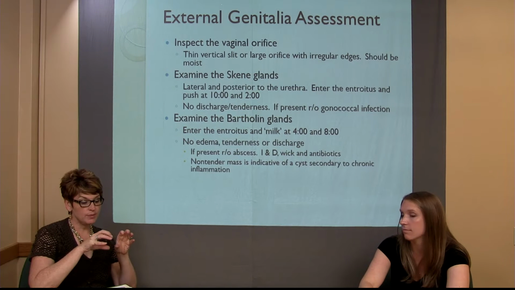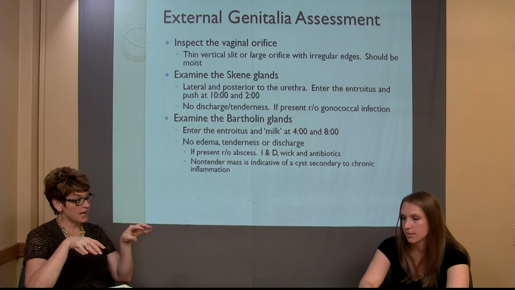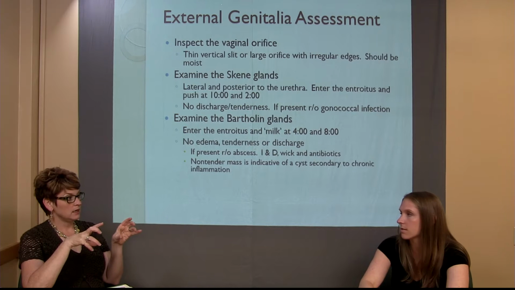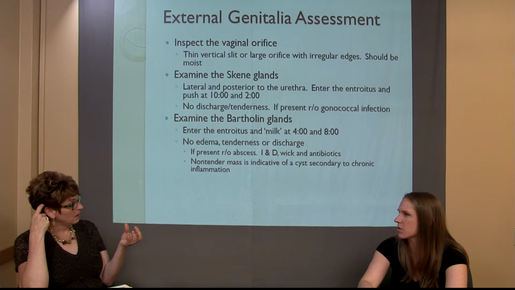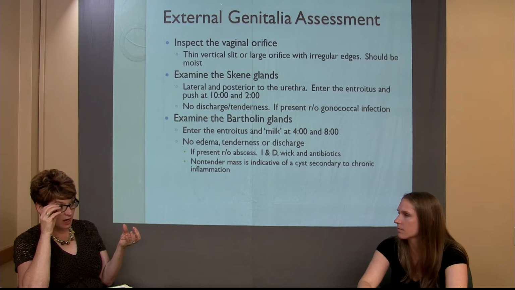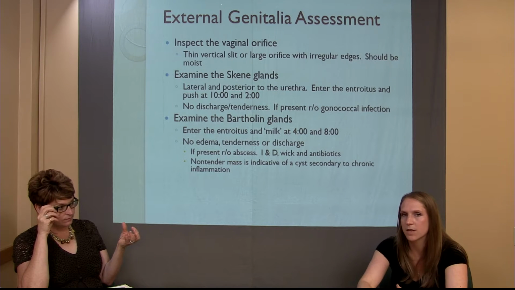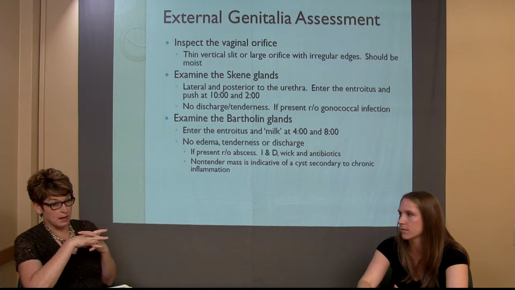So again, that's going to be in that 4 to 5 and 7 to 8 o'clock window. And it'll look like a ping pong ball or a golf ball in there. Yes. Google it if you haven't seen it before. You need to know the Bartholin gland abscess.